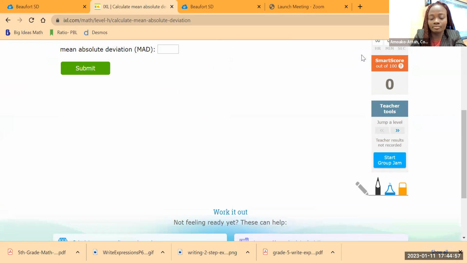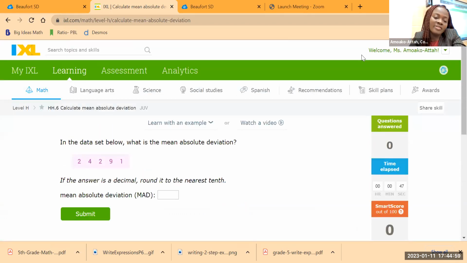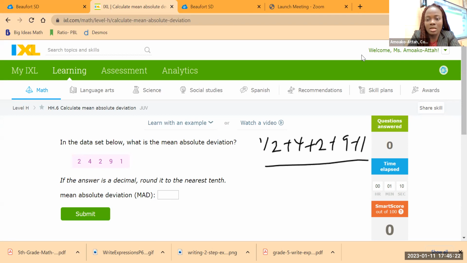All right. So we have this set of data here, and they're asking us to find the mean absolute deviation. So how do you find the mean absolute deviation of this? One, don't forget, find the mean. So the mean is the average of the data, which is 2 plus 4 plus 2 plus 9 plus 1 over 5, the number of values.